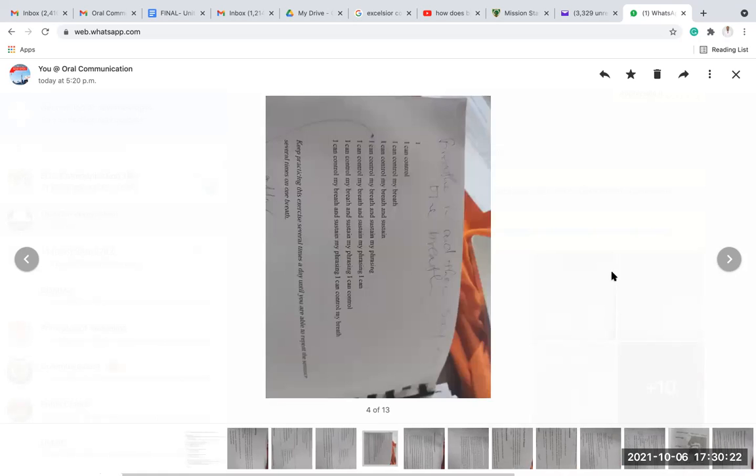So the other activity, and I'm showing the screen, but I know you have it because it's in the WhatsApp group, is trying to say this in one breath. So you inhale, you say the first one, you inhale, you say the second one. This is a breathing exercise that will help you to understand and become more conscious of your breathing.